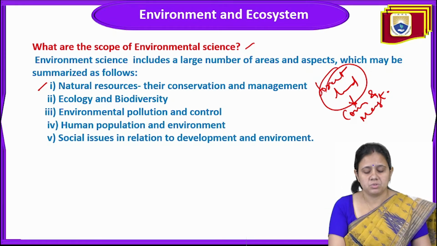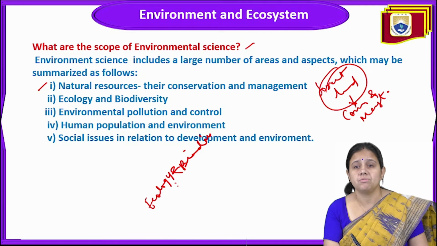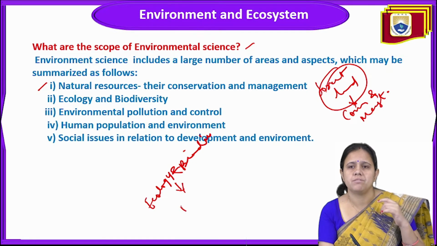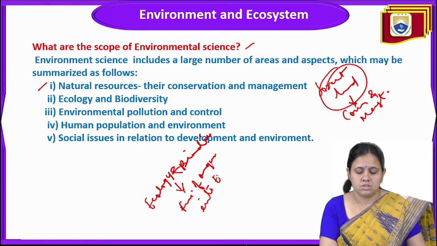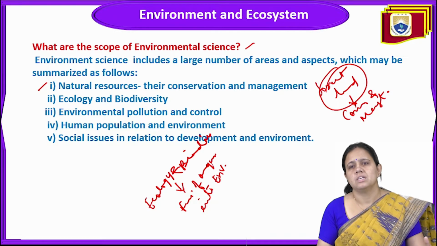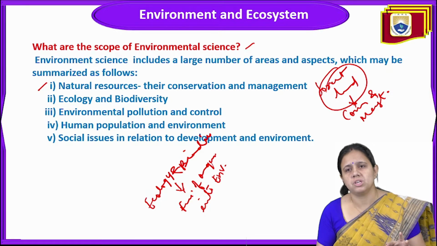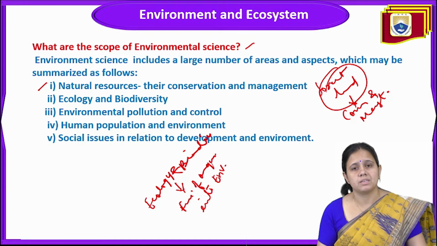And the next thing we are going to study is ecology, meaning the relationship in ecology and biodiversity. So ecology means the function of an organism in its own environment. Function of an organism in its own environment is called ecology. Next thing is pollution and its control, meaning the study of all environmental problems and their effects and control is also coming under the scope of this environmental science subject.